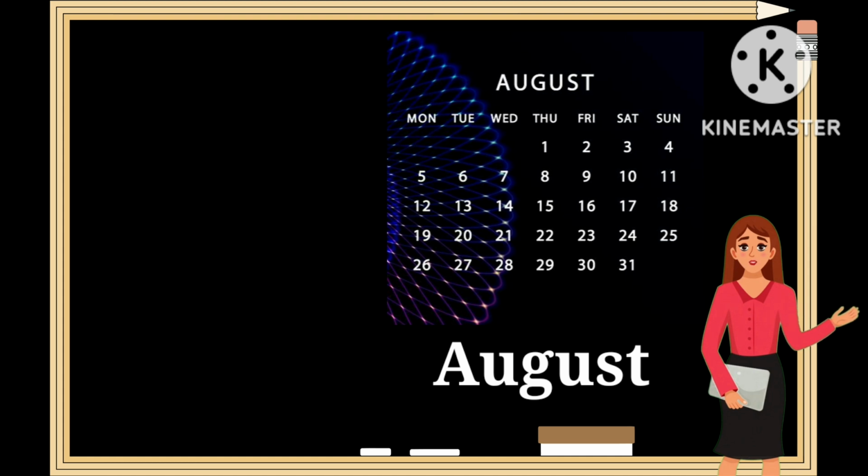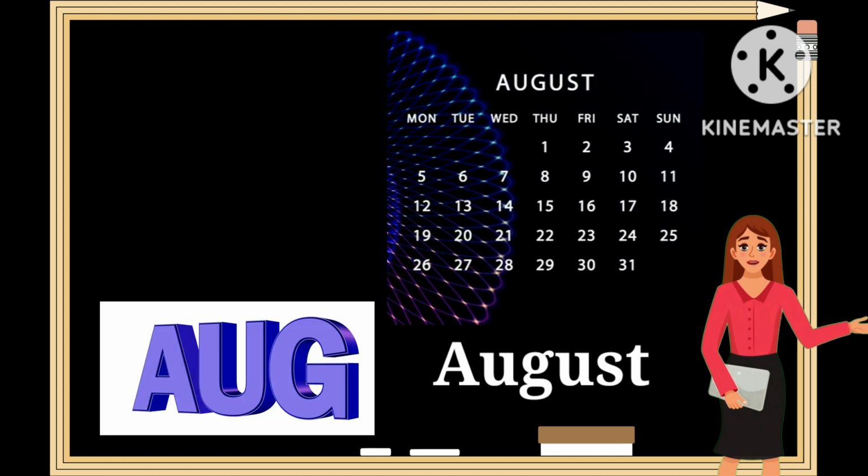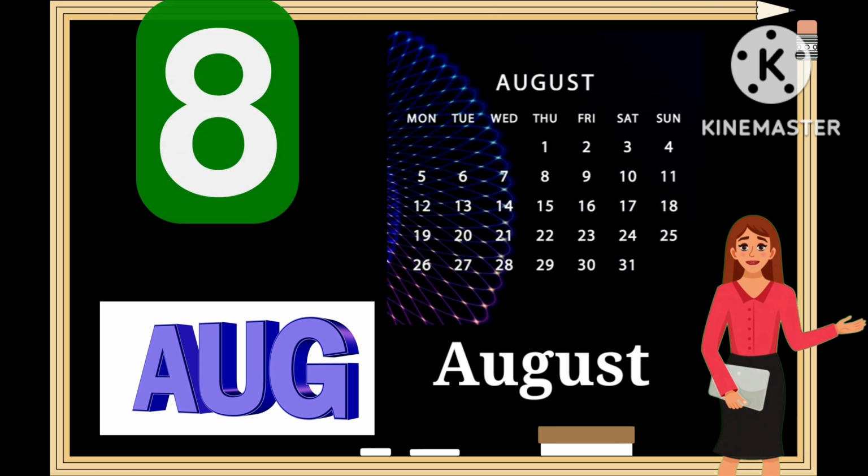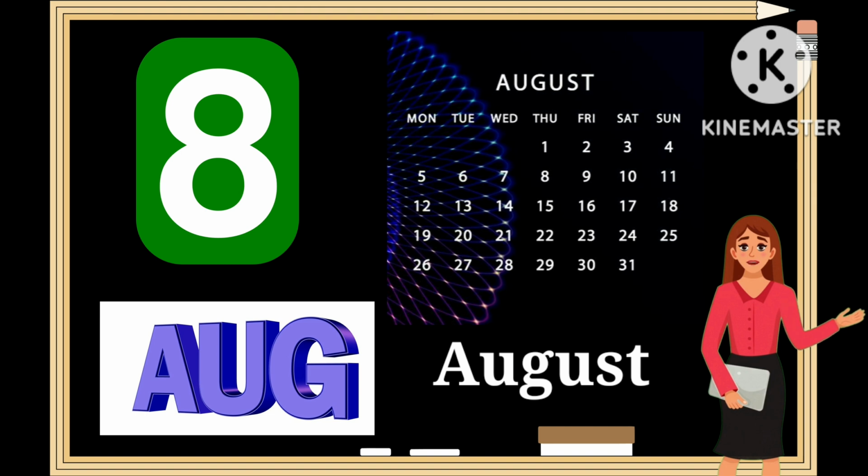This is the month of August. August. It is abbreviated as AUG. It is the eighth month of the year. It has 31 days.